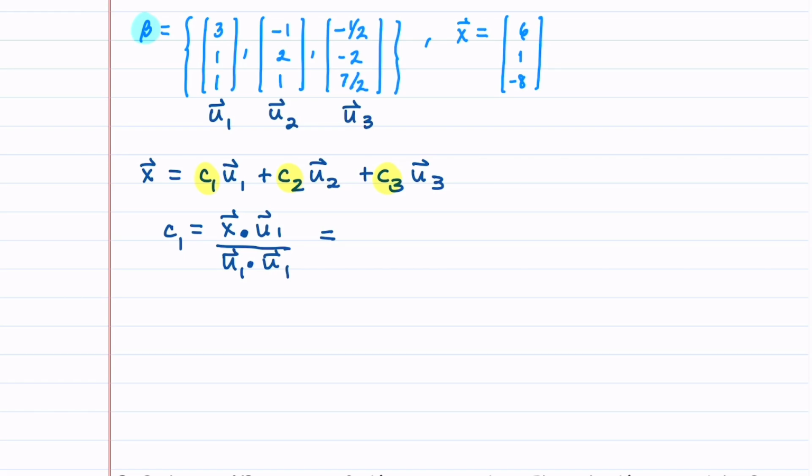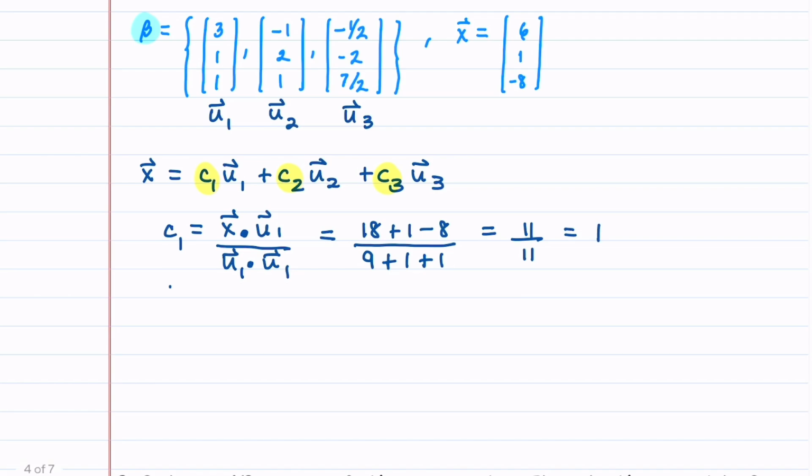Let's go ahead and compute that. X dotted with U1 is going to be 18 plus 1 minus 8. And then U1 dotted with itself is going to be 9 plus 1 plus 1. This gives us 11 divided by 11, which is equal to 1.